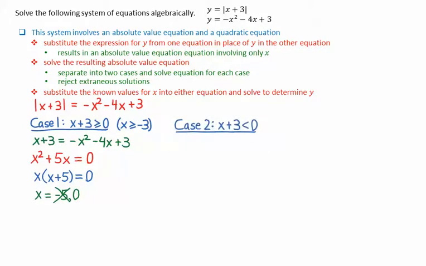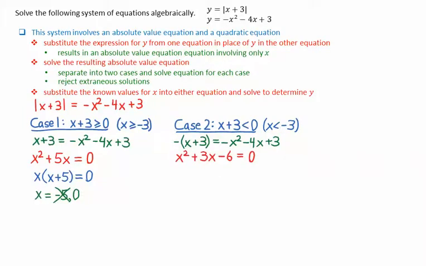For case 2, x plus 3 is less than 0, corresponding to x less than negative 3. For this case, we have to take the negative of x plus 3. Since the x plus 3 is negative, taking the negative of that negative would make it positive. We then get another quadratic equation.